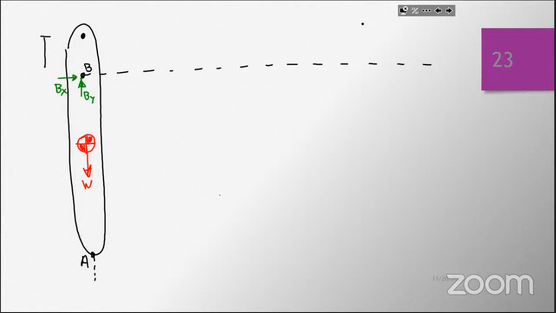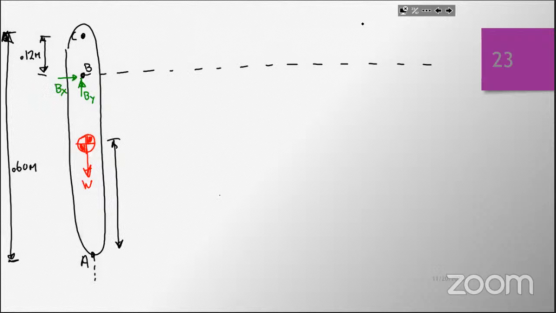I know this distance from point C down to B. This is 0.12 meters. The entire length of the bar is given as 0.60 meters. The distance here, therefore, has to be 0.30 meters.